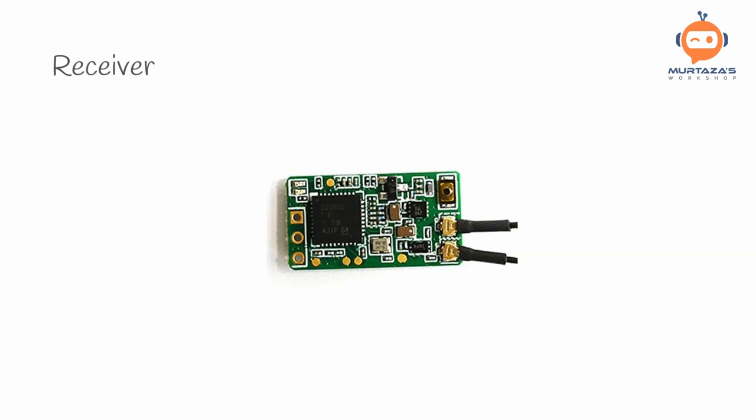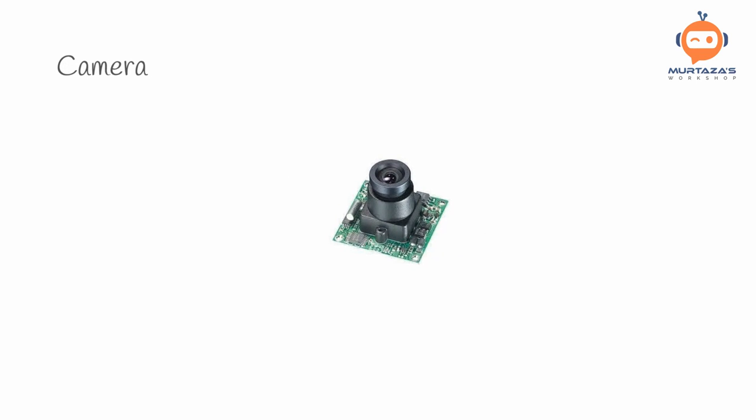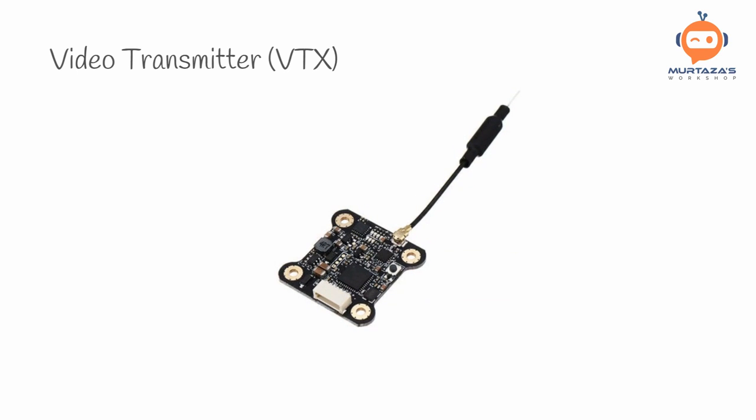The receiver or the Bluetooth allows transmission of the signals between the remote and the drone. Most of the times we will also have a camera attached to the drone along with either an SD card storage or antennas for wireless video transmission. Now, to transmit video, we need video transmitter. This device is responsible for the transmission of video through the antenna to your cell phone or the FPV remote.